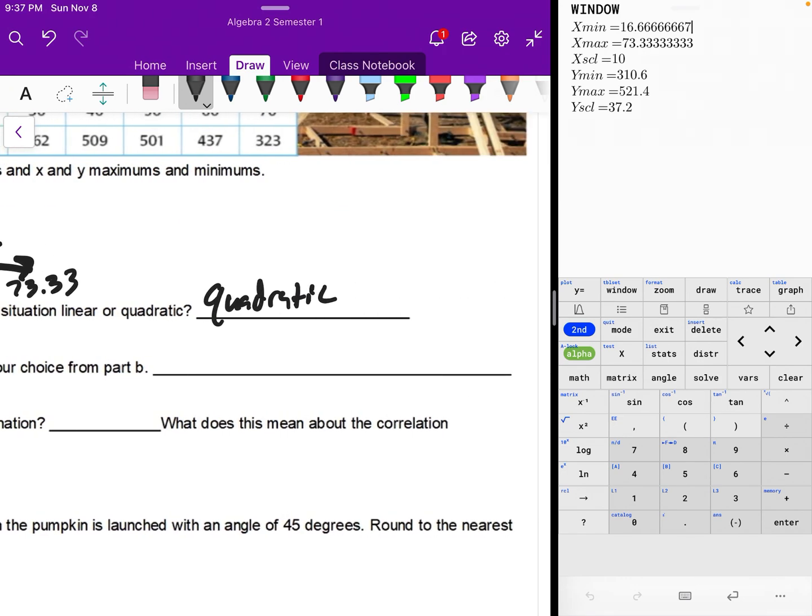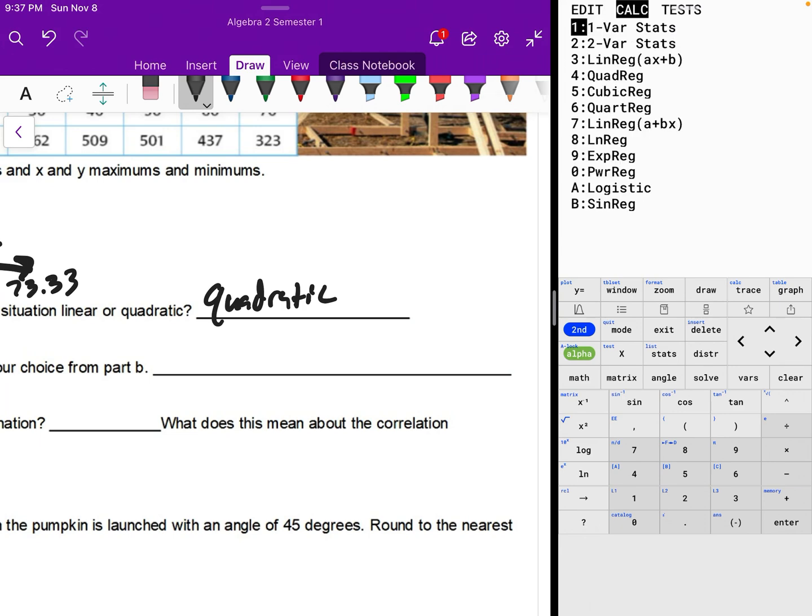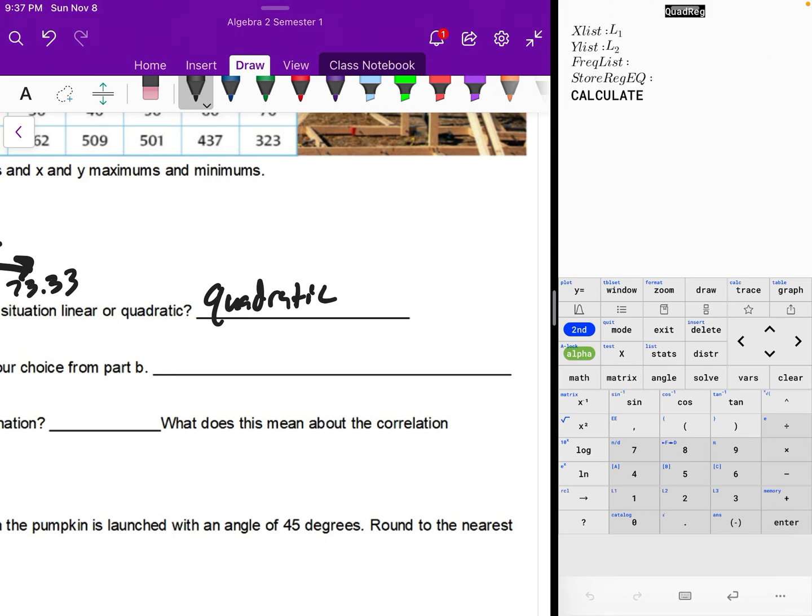Then write a regression equation for the choice from part B. So now we're actually running the regression problem. Again, we go into stats, and we want to run some calculations on the data that were given. So we go over to calc. Before this, we did the linear regression, so number 3. Now we need to do a quadratic regression, so 4. And I believe it's the same number on the TI-84. So hit enter. We entered our data into list 1 and list 2, so we need to calculate.